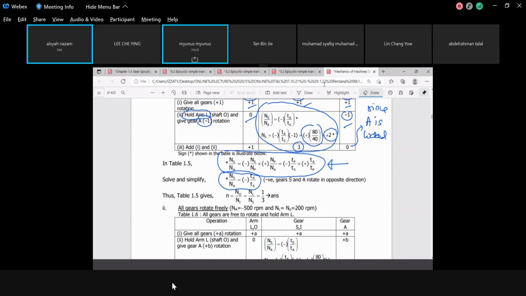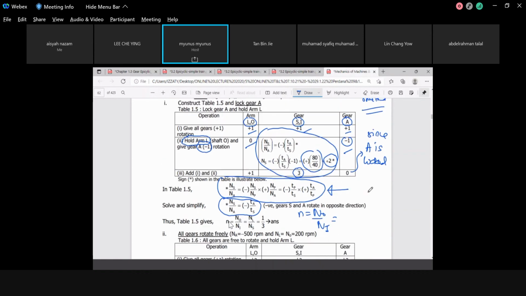Okay, then what did the question ask you? To find the ratio N equal to NO by NI, isn't it? Pick up from the column, which is O, which is I. O is 1, I is 3. Then this is your result. If you read my notes, inshallah, you are not lost.